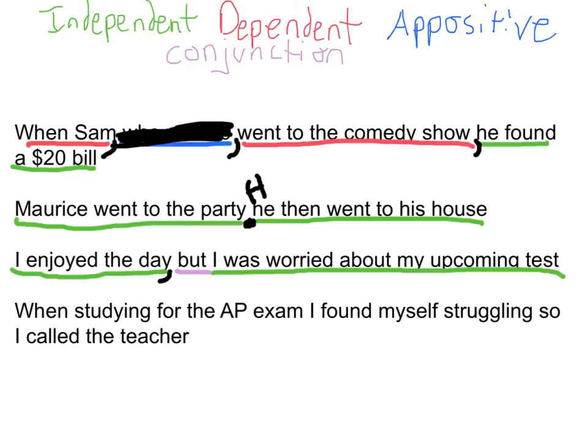Next one. When studying for the AP exam, I found myself struggling, so I called the teacher. I don't know why you would have their phone number, but neither here nor there. Now, you may see the word so and realize it's a coordinating conjunction. So that's a good clue as to making sure this is an independent clause. I called the teacher, and it is.